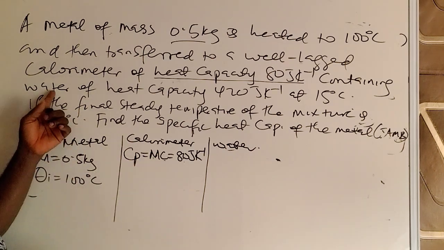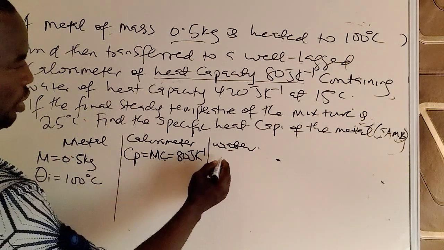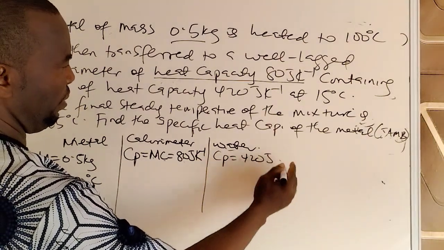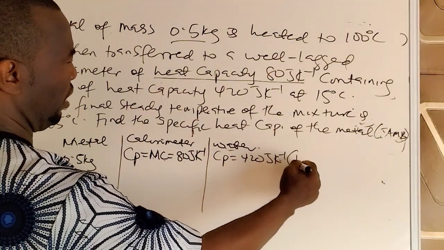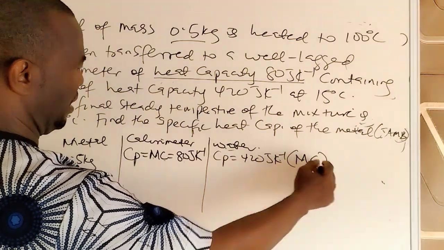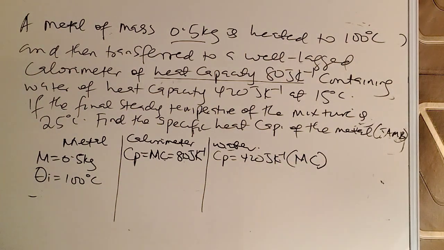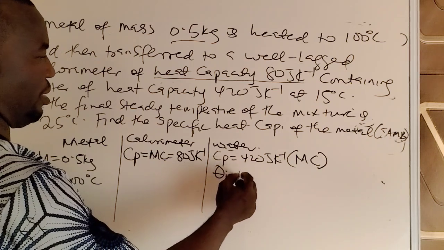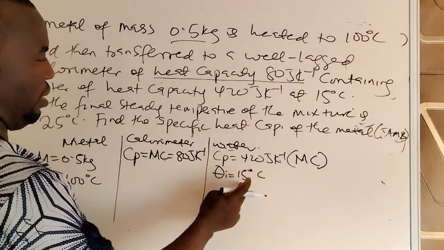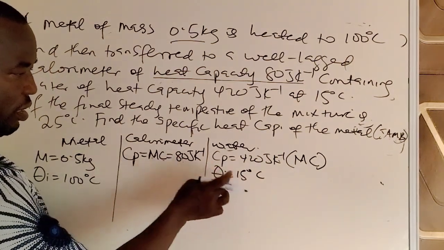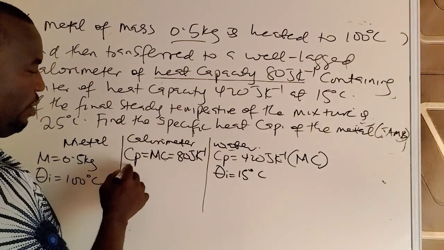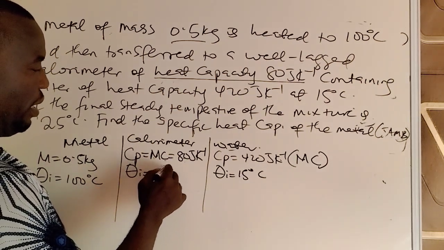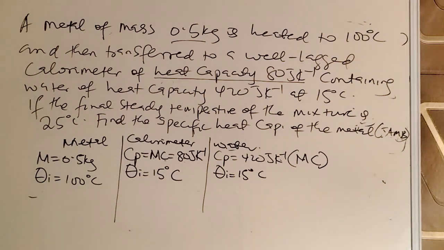Then containing water of heat capacity. They also give us the heat capacity of the water as 420 joule per Kelvin. So here, the mass of the water and its specific heat capacity are included in the 420. And then the water is at 15 degrees. Remember that the water is contained in the calorimeter. Since they're in the same container, they'll have the same initial temperature, because they attain thermal equilibrium. So you can see that.